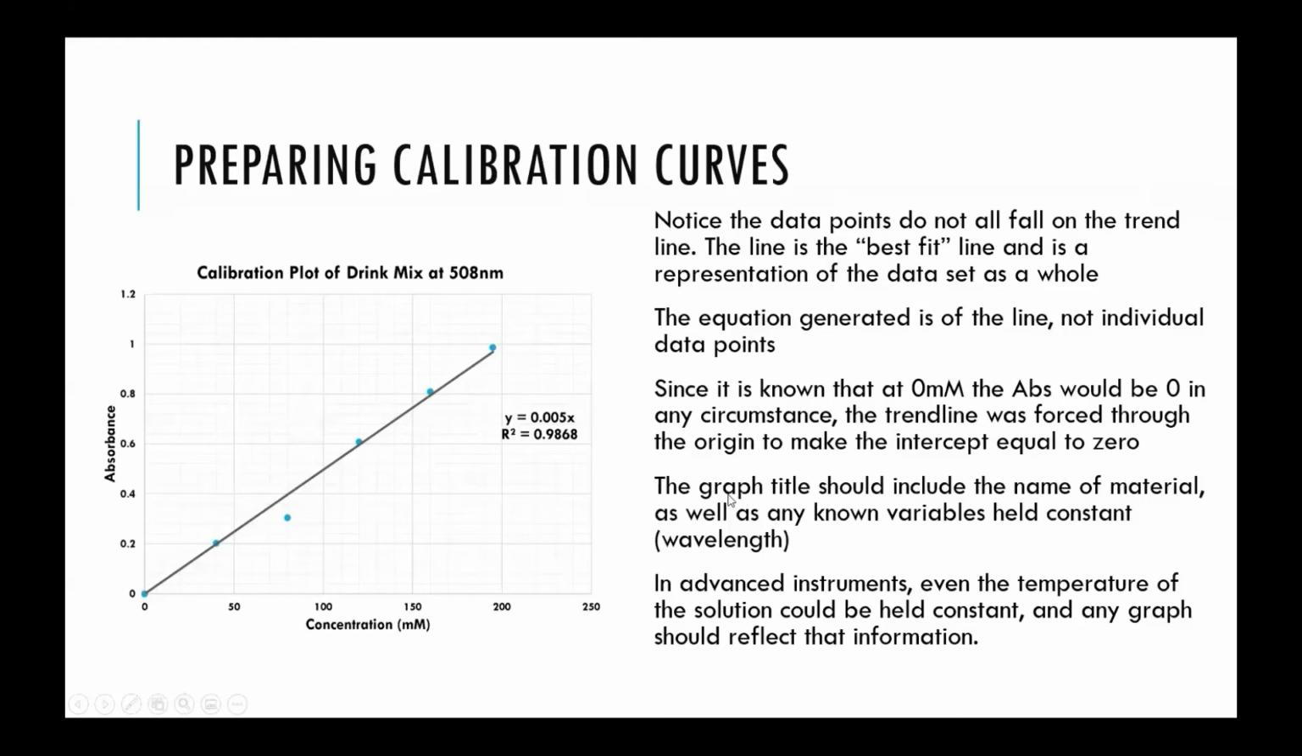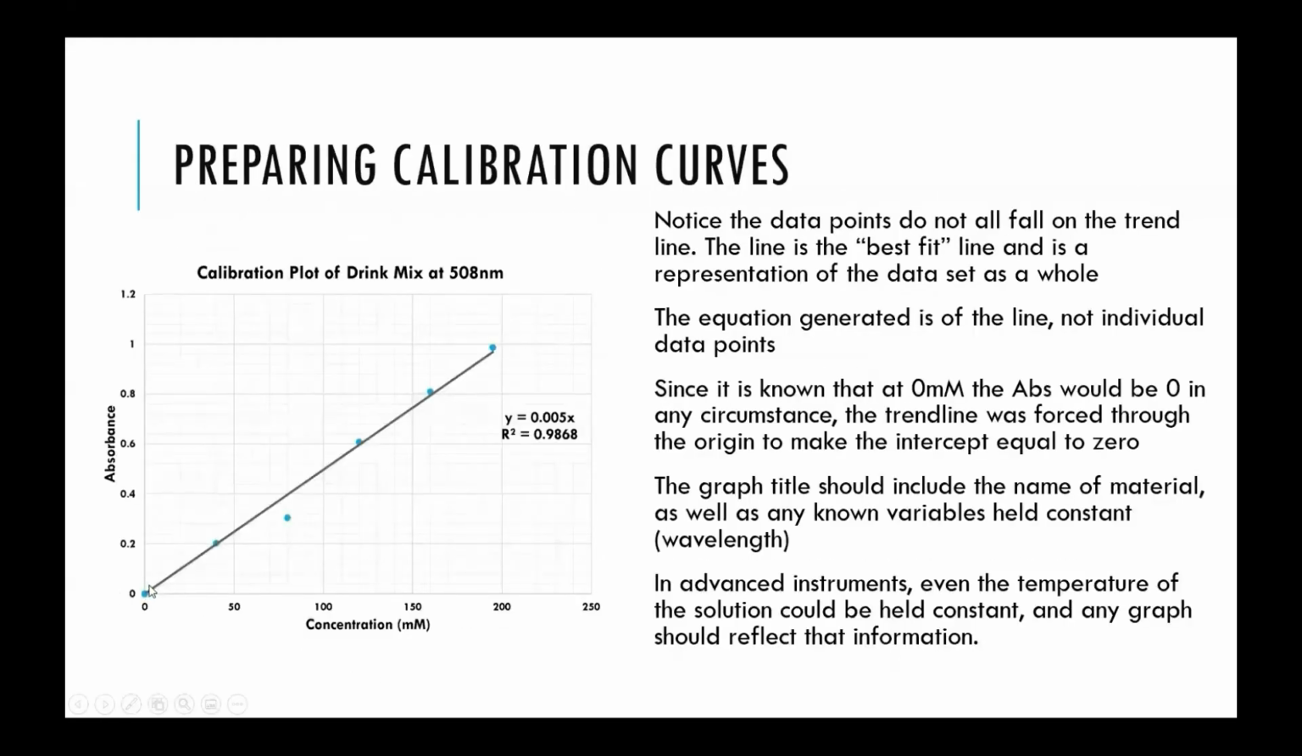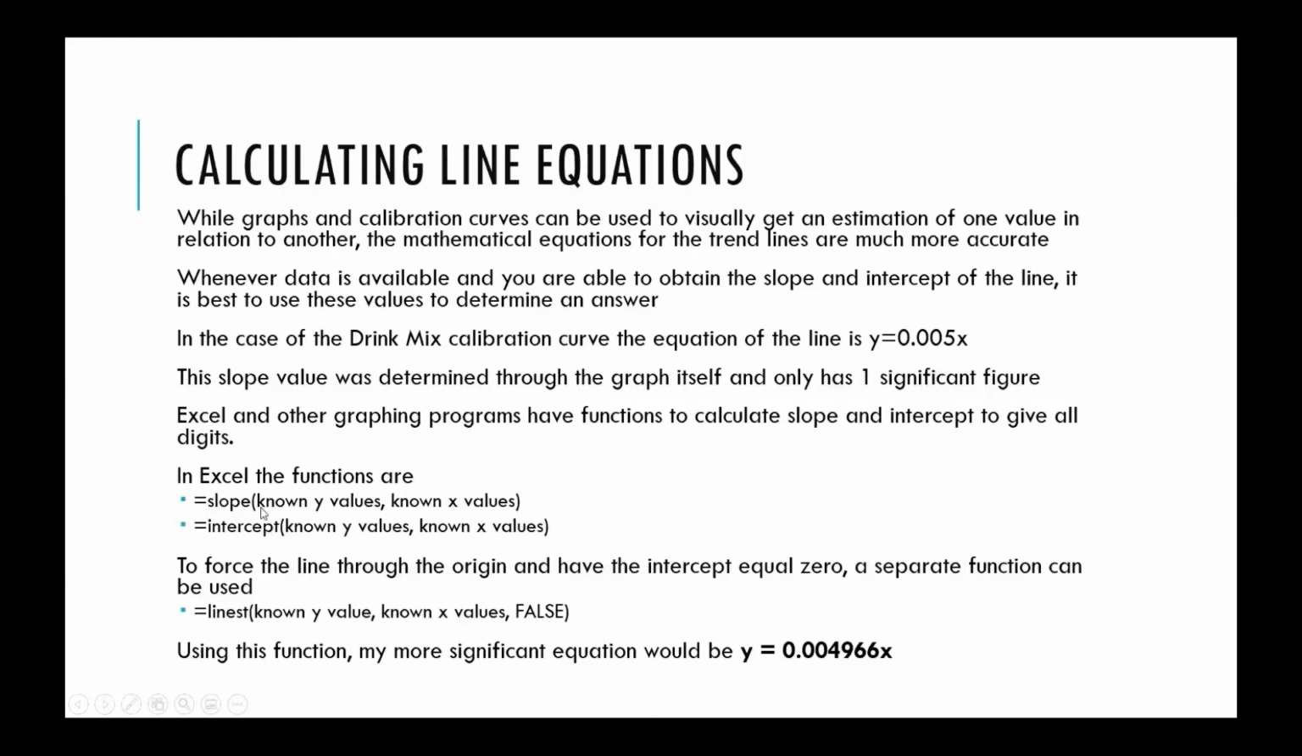In calibration graphs, particularly these ones in spectroscopy, it is good to force the line to go through 0. Because again, at a concentration of 0, there is 0 absorbance. And these two functions, just slope and intercept, don't take that into account. So this function right here will force the line to go through 0 and then give you that slope value. To use this as the LINEST function, type known y values, comma, known x values, comma, the word false, all in parentheses. And then that would give you the y equals mx function.